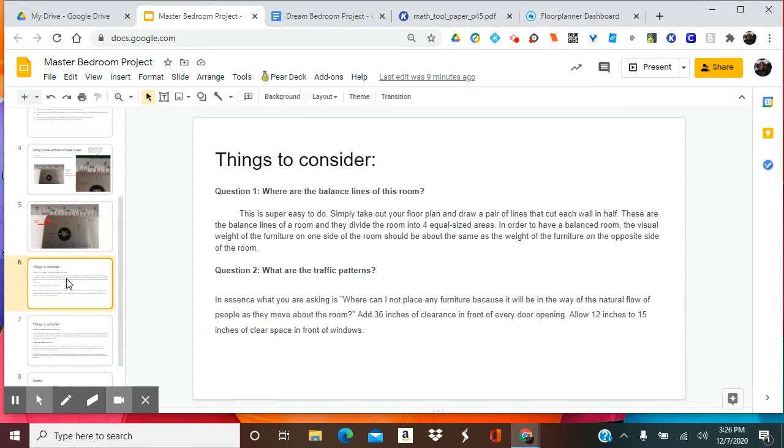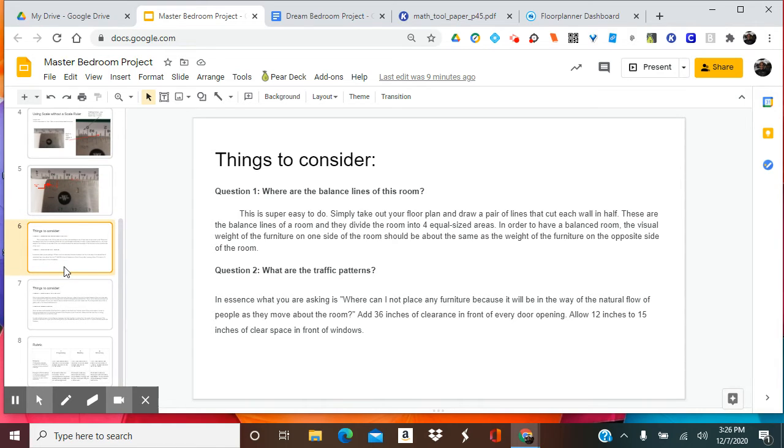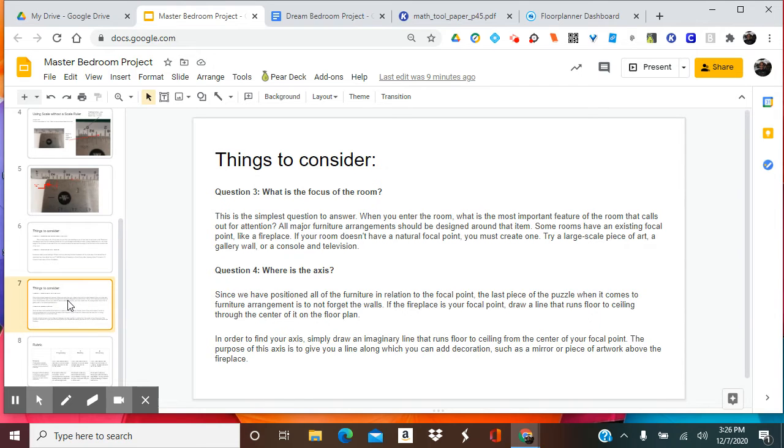Just some things to consider, not necessarily criteria, but the traffic patterns in your room. Where's the balance of lines in your room? Think about equal access to every side of your room. So when you're designing a room in general, what is the focus in your room and where is the access point so that you can put your ceiling fans and things like that.